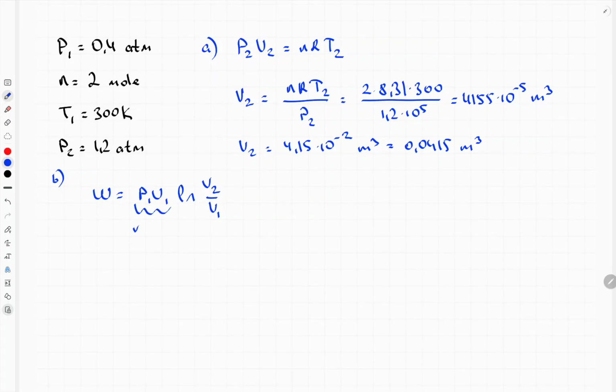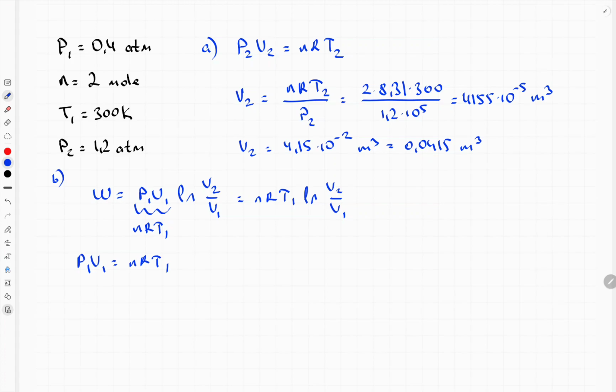This part P1 V1 we can replace with nRT1 basically. So W = nRT1 ln(V final over V initial). Here everything is given except V initial. V initial we can also find by using the PV = nRT equation. P1 V1 equals nRT1. From here we can calculate V1.